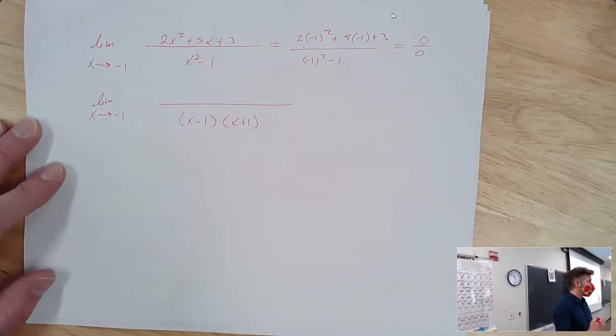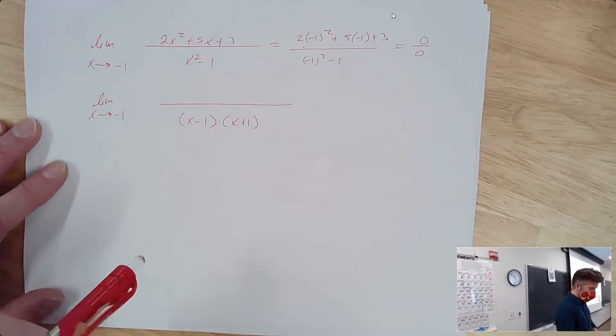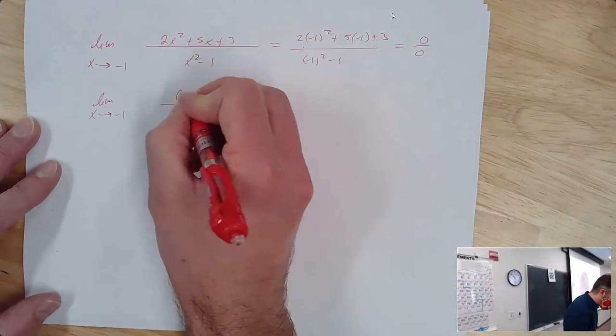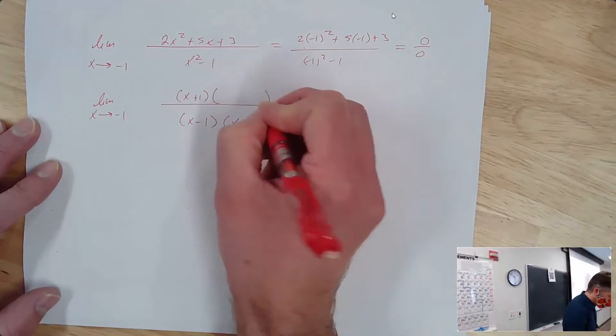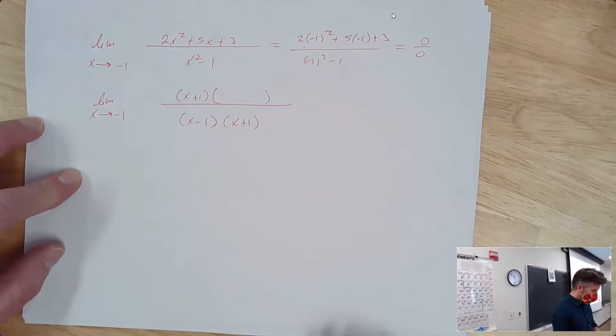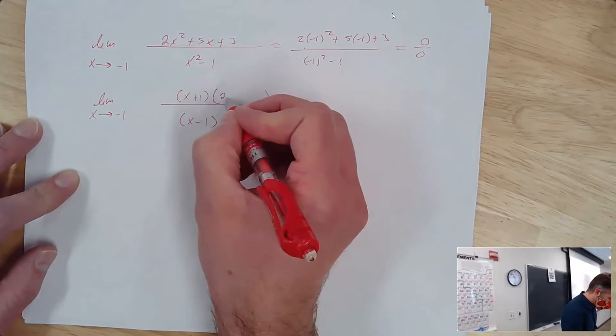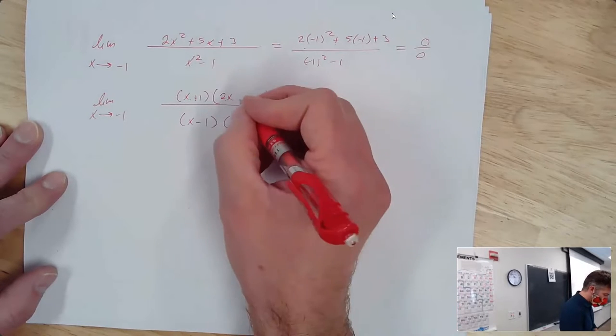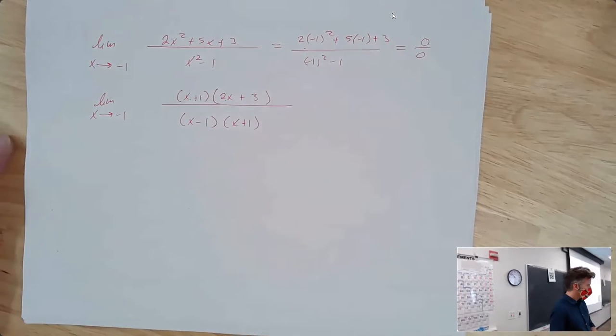Now, here's what I would encourage you all to think about. We know x plus 1 needs to be a factor in the numerator. I'm not great at factoring that polynomial. But I am great at it if I know that x plus 1 has to be a factor. If x plus 1 has to be a factor, the other factor better have a 2x, so that x times 2x is 2x squared, and better have a plus 3, so that 1 times 3 is 3. I'm 100% confident without even checking that that is how it has to factor.